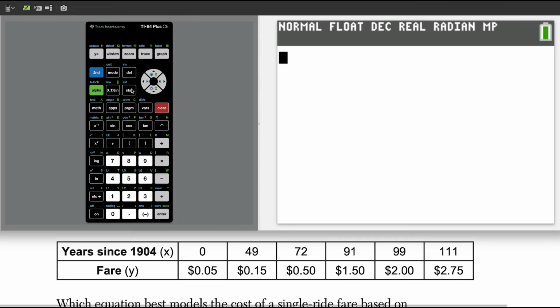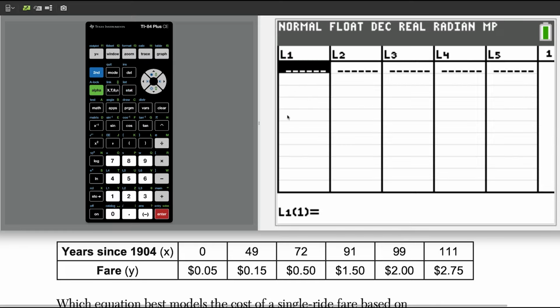So for this one, we're going to press stats, edit, and we're going to go to this table here, and we're going to type in the x and y values. So the x values, I'll type in L1. We have 0, 49, 72, and I'll just type in the rest.